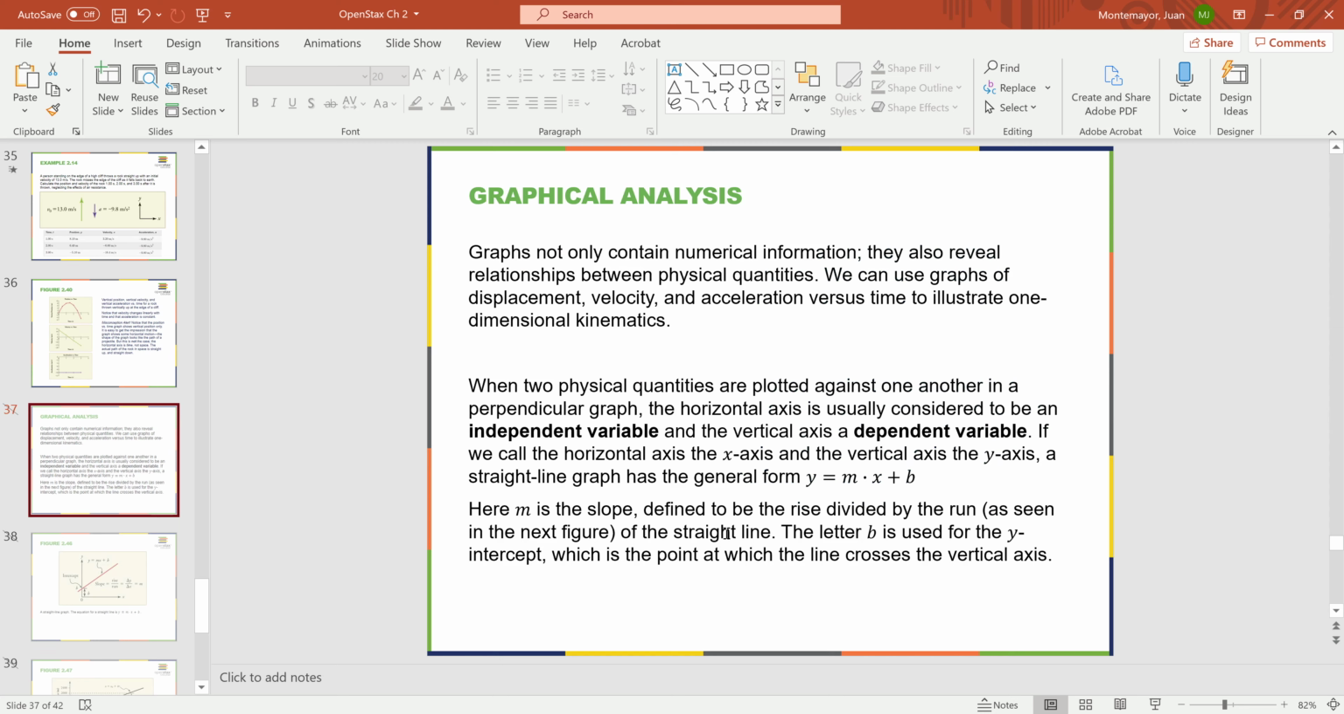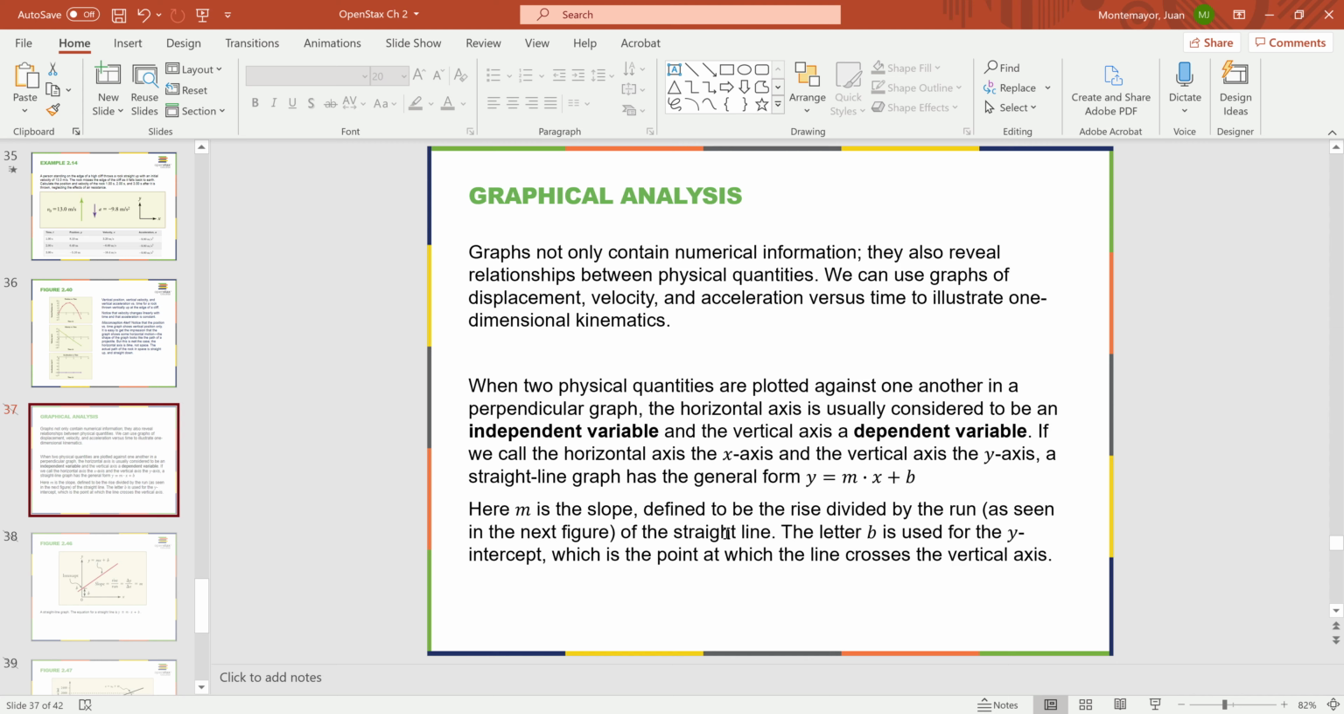So, graphical analysis. Graphs not only contain numerical information, they also reveal relationships between physical quantities. We can use graphs of displacement, velocity, and acceleration versus time to illustrate one-dimensional kinematics. When two physical quantities are plotted against one another in a perpendicular graph, the horizontal axis is usually considered to be the independent variable, and the vertical axis is the dependent variable. If we call the horizontal axis the x-axis and the vertical axis the y-axis, there is a straight line that also has this form, which is y equals mx plus b, where m is your slope, defined to be the rise divided by the run.